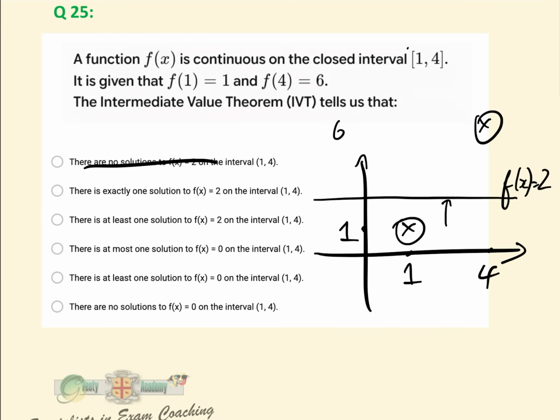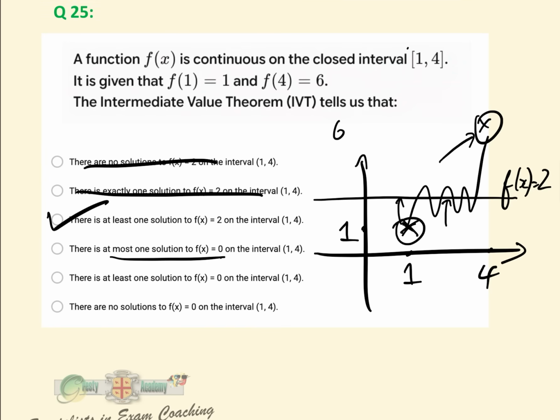There's exactly one solution to f of x equals 2 on the interval 1, 4. Well, I mean, it could do that. So that's not true as well. The answer is there is at least one solution to f of x equals 2 on the interval because it must cross from this side of f of x equals 2 to that side. We don't know how many times it's going to cross, but it must cross at least once. So the answer is this one here.